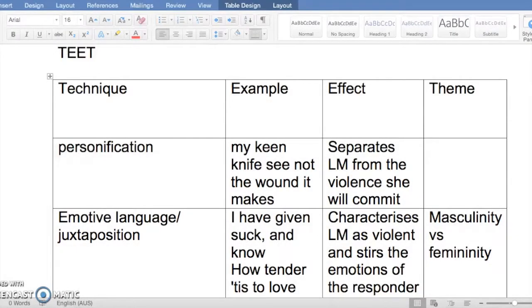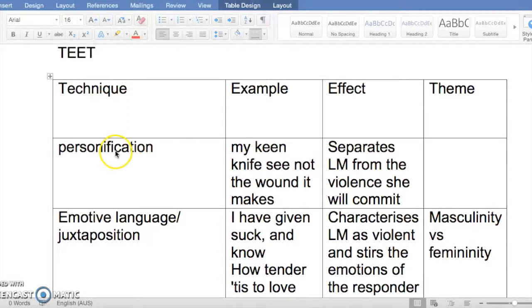Welcome to this video which looks at what a TEE table looks like, and we'll be focusing on the play Macbeth by William Shakespeare. So let's start with what does a TEE table look like. Now at this point I just want to say most people don't do this last theme column. I like to have it and I'll show you why, but if you've learned a TEE table, that's fine. I just like to add theme and I'll show you in a second.